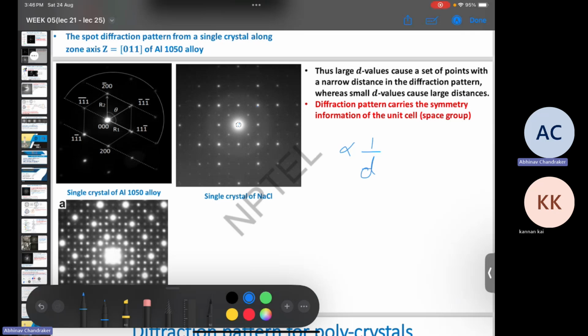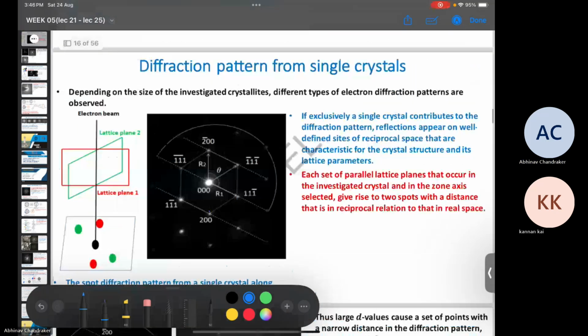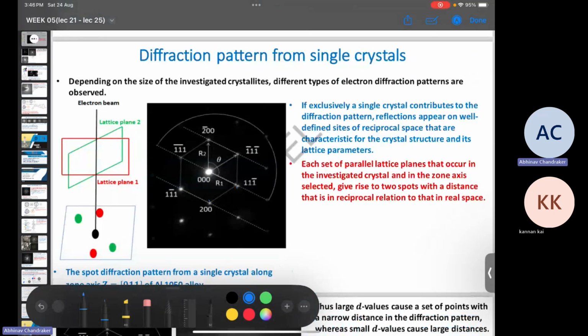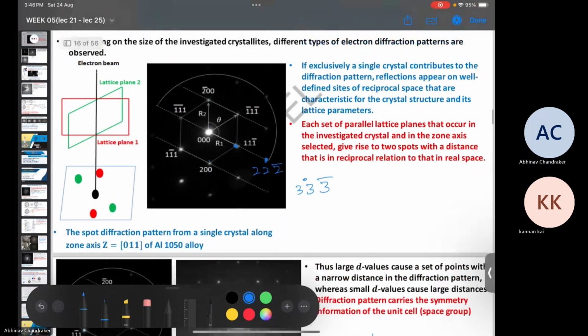So let's say for this particular diffraction pattern, if this is the 111 bar diffraction spot, then if we keep going ahead, this will become 222 bar, then you will have 333 bar. And if you calculate the small d values, these d will be smaller for this plane and even smaller for this one.